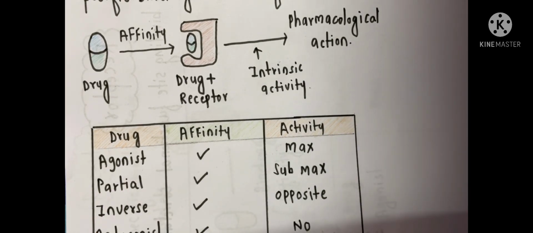Inverse agonist means it has affinity and its efficacy is opposite to that of the agonist. For example, if our drug acts on the beta receptor and these beta receptors are present on the heart, the agonist will increase the heart rate. But its inverse agonist decreases the heart rate. Means you can say it gives an action which is opposite to the agonist.